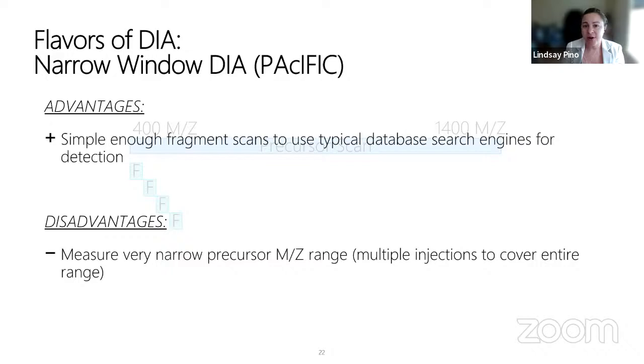The disadvantage, though, is because you're using such narrow windows, almost no instrument is really fast enough to cover a whole proteome with this narrow window DIA. Maybe in the future, there'll be an instrument fast enough to do this, but for now, you would have to inject each one of your samples multiple times in order to cover the full MZ range of a proteome using these super narrow windows. So super easy to analyze, but kind of a pain because you would have to do these multiple injections for each of your samples.